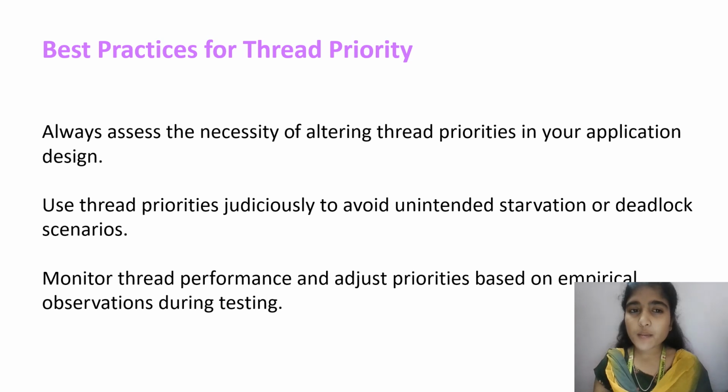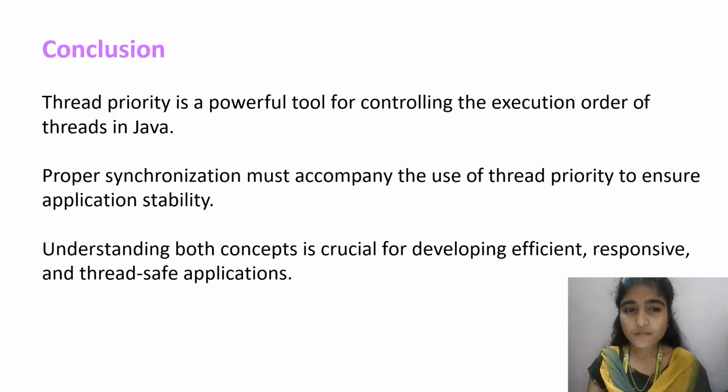Next is best practices for thread priority. Always assess the necessity of altering thread priorities in your application design. Use thread priorities carefully to avoid unintended starvation or deadlock scenarios. Monitor thread performance and adjust priorities based on empirical observations.